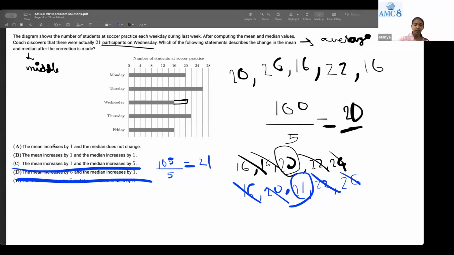And so A cannot be the answer because the median does change, and C cannot be the answer either because the median does not increase by 5. And B is the answer. The mean increases by 1 and the median also increases by 1. And that's how we got our answer choice B.